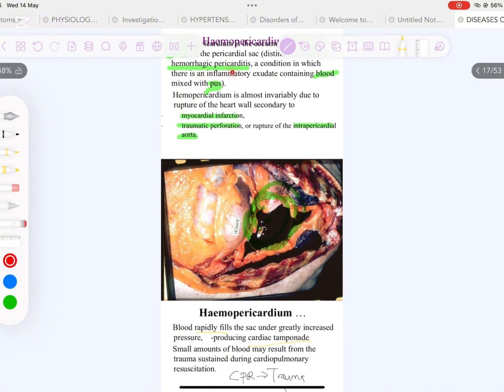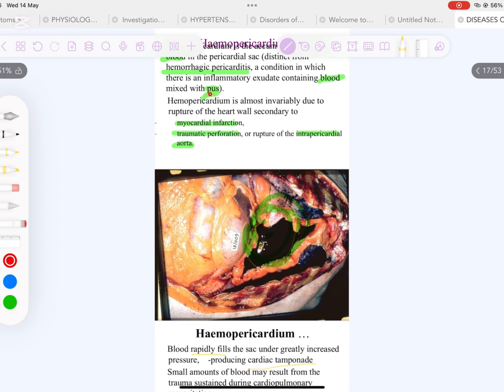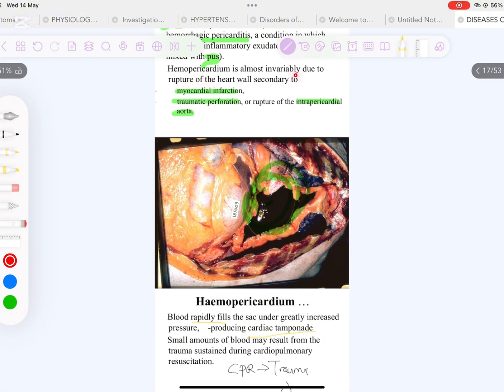And it's different from hemorrhagic pericarditis, because hemorrhagic pericarditis is when there's inflammation, so there's both blood and pus. Okay, that's the difference. So hemopericardium, only blood. Hemorrhagic pericarditis, blood and pus. Take notes. And then we can also have hemopericardium due to rupture of the heart wall.